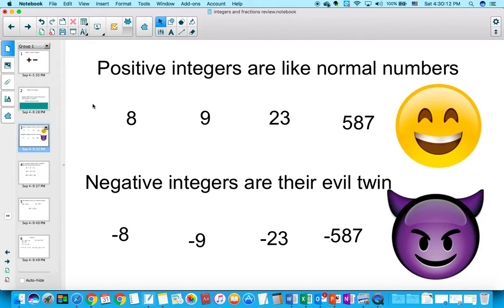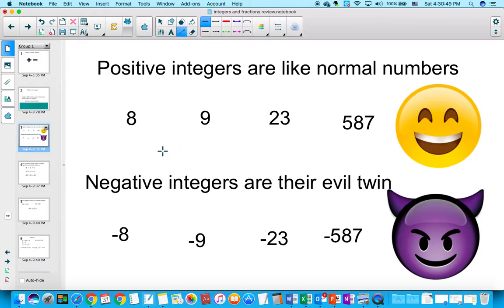For example, when you look at 8 and 9, well, it's pretty obvious 9 is bigger than 8. But negative 9 is not bigger than negative 8. And that's a very common mistake. If you miss that negative, you're going to say negative 9 is bigger than negative 8. And that's not true. Negative 9 is smaller than negative 8. Negative 8 is bigger than negative 9. Negative 8 is way bigger than negative 587. But on the positive end, 587 is much, much bigger than 8.